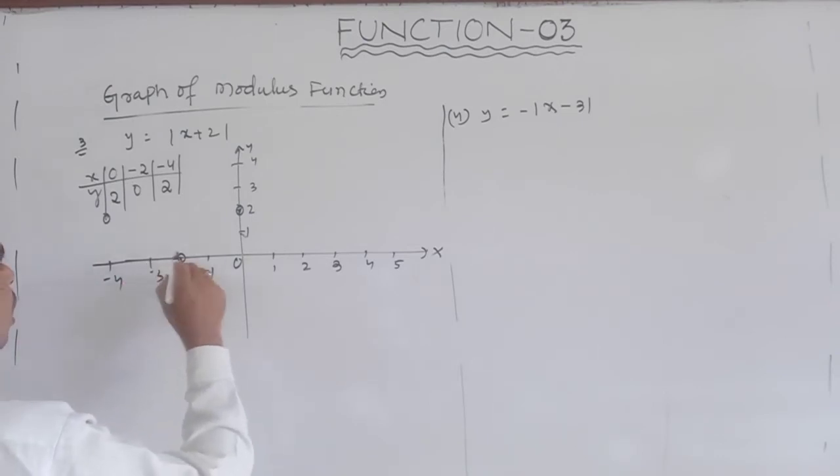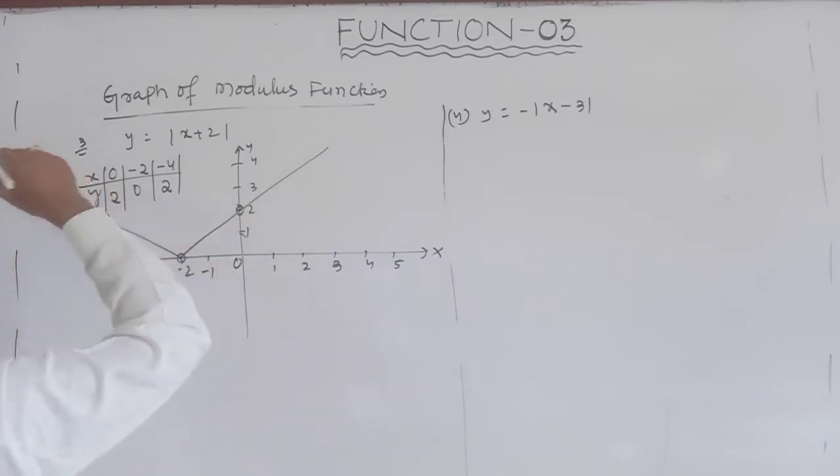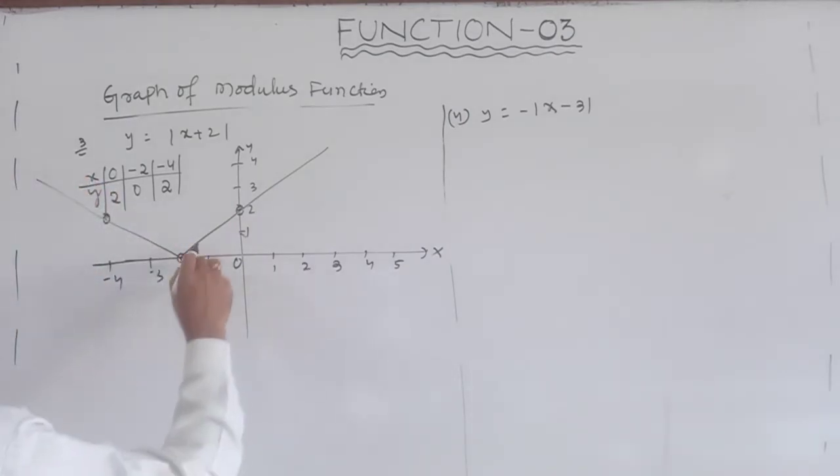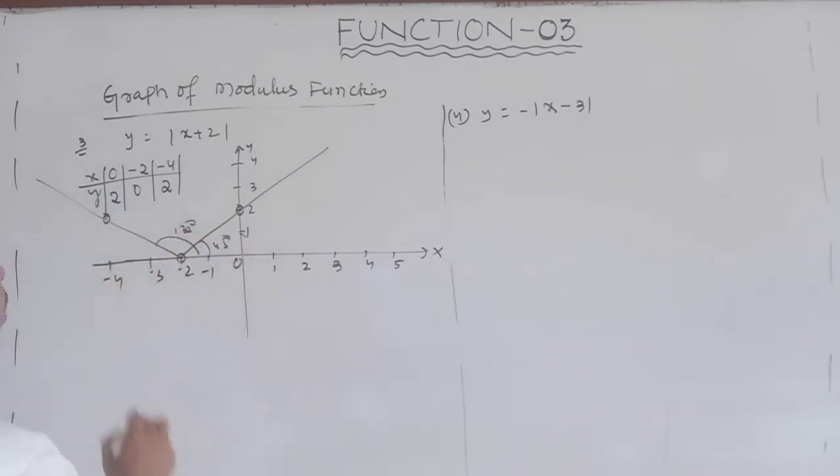So the time we get is all V shape. Always it is V shape. This is 45 degree. This is 135 degree. So this is V shape.